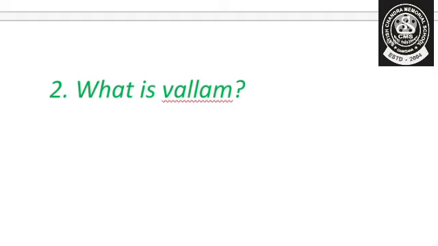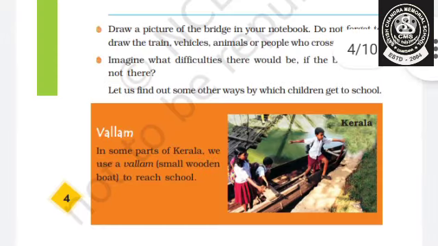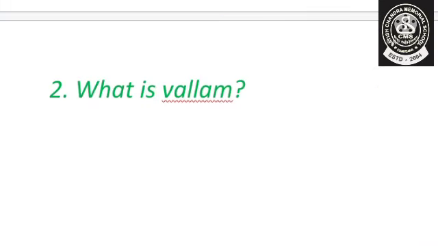Children, the next question is, what is Vallam? As you already know, in some parts of Kerala children use a small wooden boat to reach school. So how to write this answer? Vallam is a small wooden boat used by children in some parts of Kerala. See the picture of Vallam. Look at this picture, children. In this picture, children reach school by using a small wooden boat called Vallam. I hope it is clear. So let's move to the next question, children.